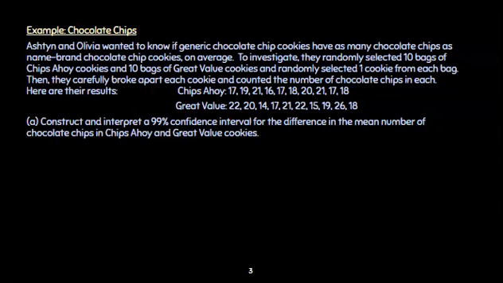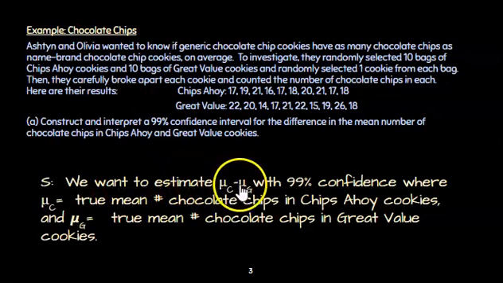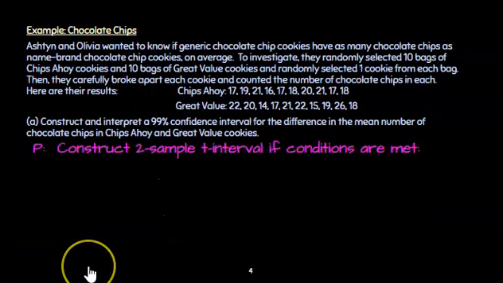All right, so we're going to do our 4-step process. First we need to state what we're doing. We want to estimate the difference between the mean of Chips Ahoy minus the mean of Great Value with 99% confidence, where mu C is the true mean number of chocolate chips in Chips Ahoy cookies, and mu G is the true mean number of chocolate chips in the Great Value cookies. So I've defined my parameter, put my level of confidence, and I said we're estimating. It's not finding, it's estimating when we're doing confidence intervals.